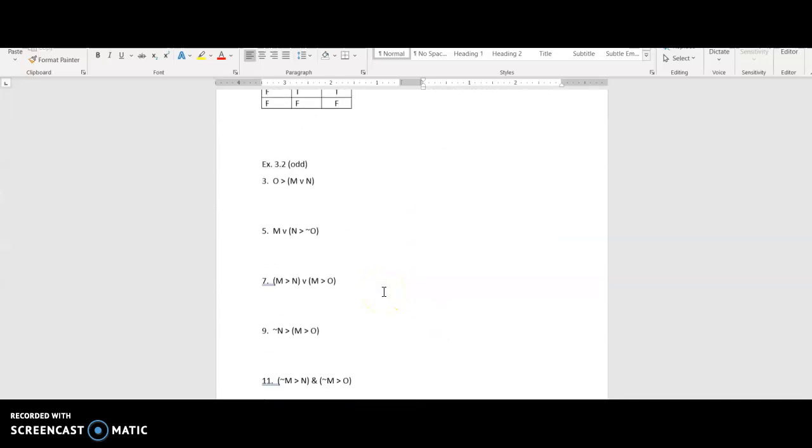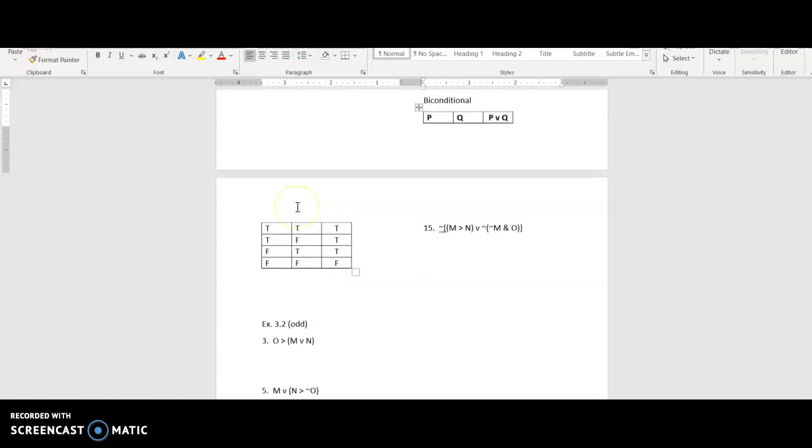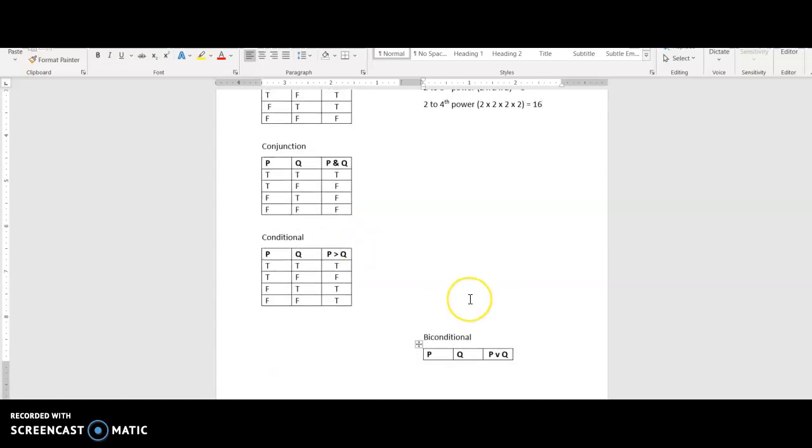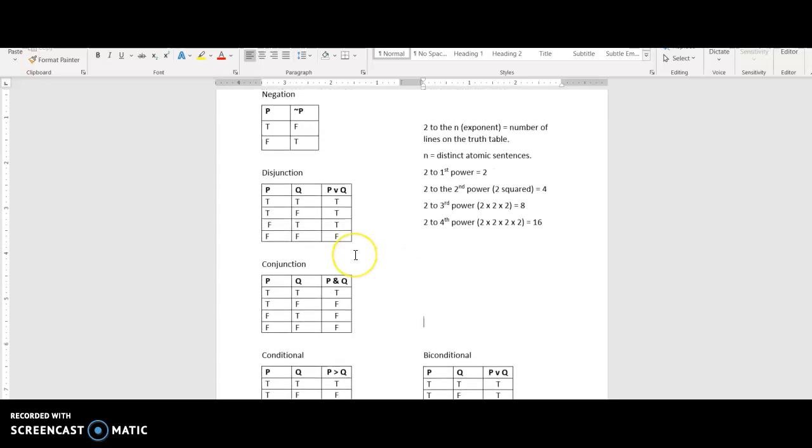So if you look at 3.2, we're not doing full truth tables, but you can just see, you have O, M, N, there's 3 distinct atomic sentences. So if we were to write out truth tables for these, we'd need 2 to the third power lines, which is 2 times 2 times 2, which is 8. So these would all be 8-line truth tables. But to define the connectives, again, we can do that with 2 sentences showing.